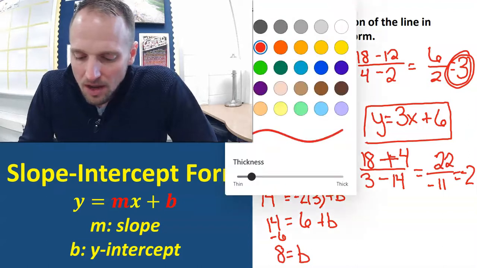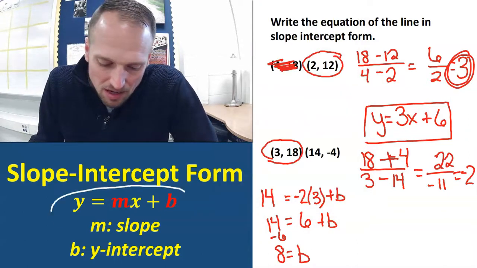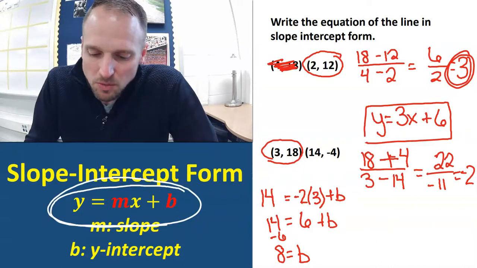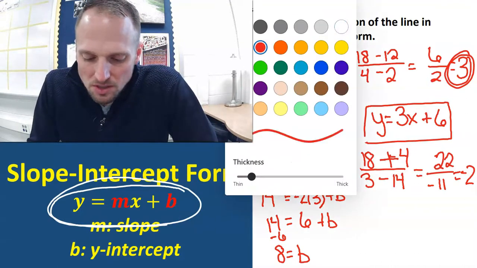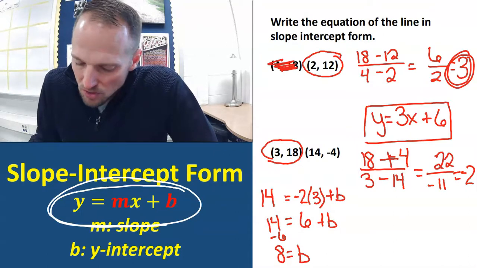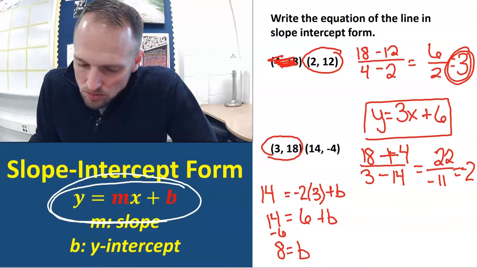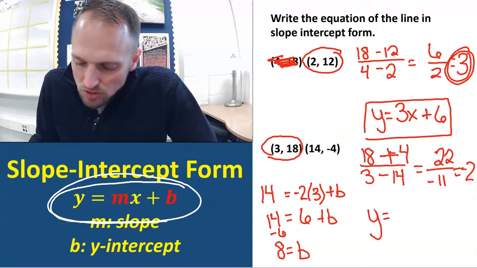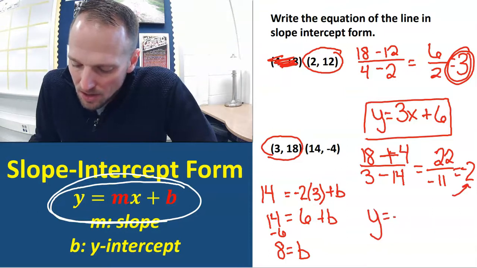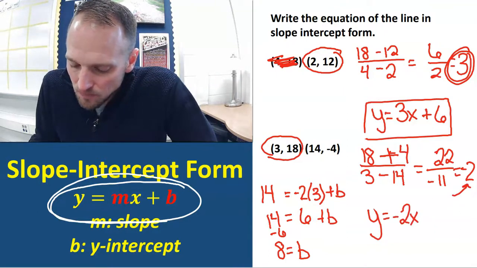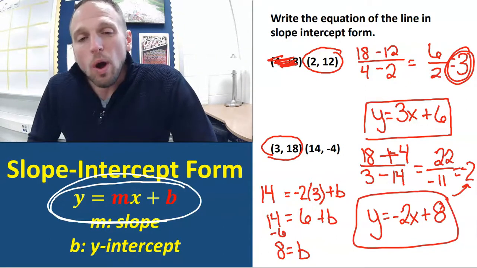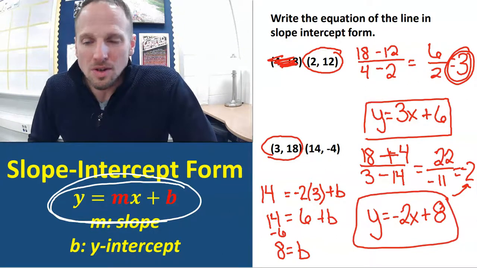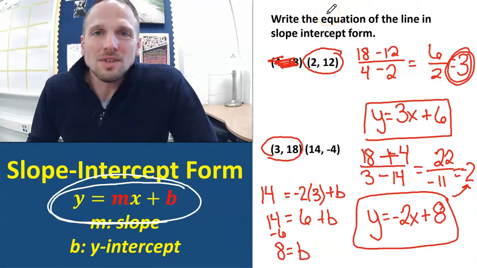Okay, so now I am ready to plug these back in to this equation, y equals mx plus b. Remember, all I'm doing is substituting in for those red letters. So we've got y equals m, which is the slope, which we found right there, negative 2x, plus our b we found was 8. So that is our equation. Y equals negative 2x plus 8. I know you've got this. Good luck.